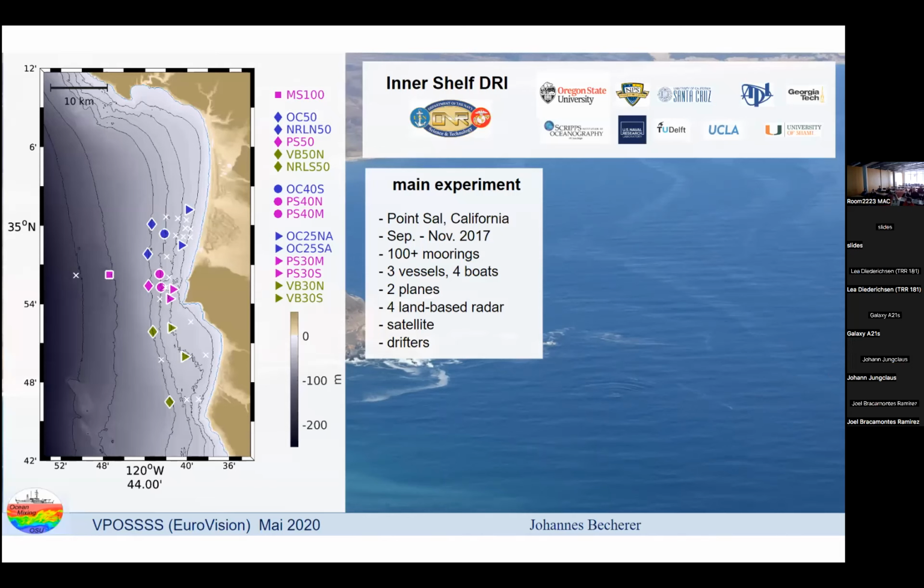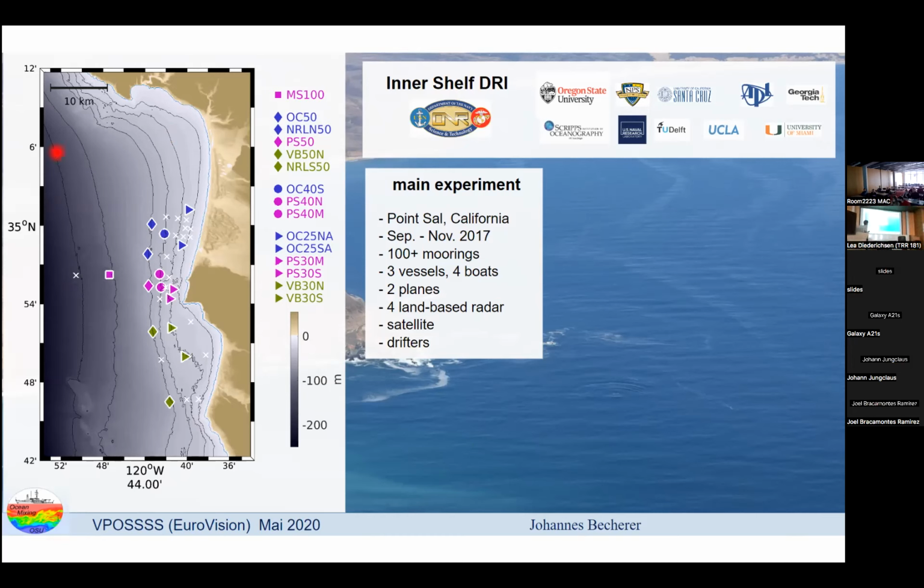A couple of words about the project. This was quite a large project with many project partners involved, a couple of which you can see up here. And it was quite nice because everybody decided to come together to put all their assets in one basket, basically, to come up with this really nice experiment off the coast of California, where lots of assets were in the water to measure, over a 2-month period in fall 2017, all different aspects of the inner shelf.